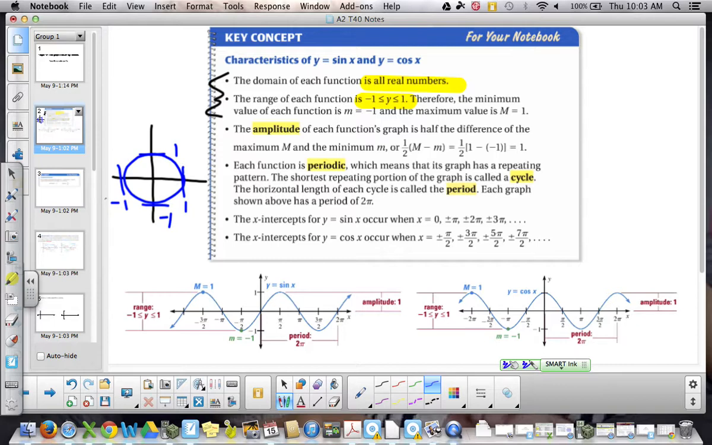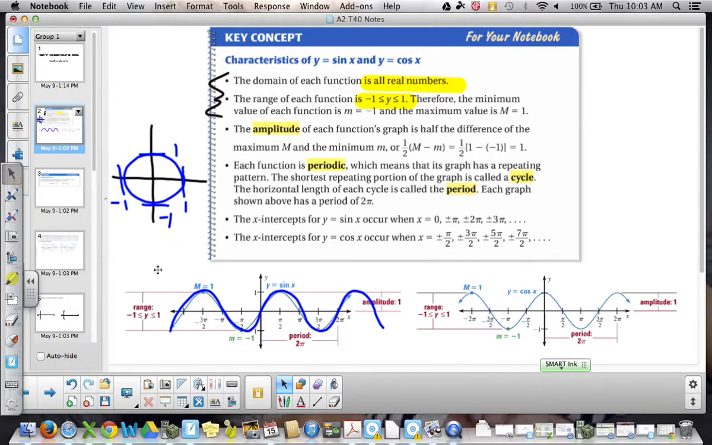Now, these functions are what we call periodic graphs because they are repeating. They have a repeating pattern. And you can see that it just looks like a wave. It just goes up and then down and then up again and then down again and then up again and then down again. And it's just going to continue on like that forever and ever. So that repeating pattern makes this a periodic graph. Now, when we have a periodic graph, the shortest repeating pattern is what we call one cycle.